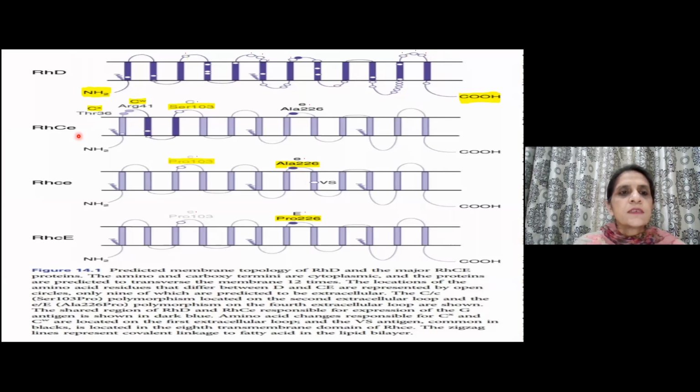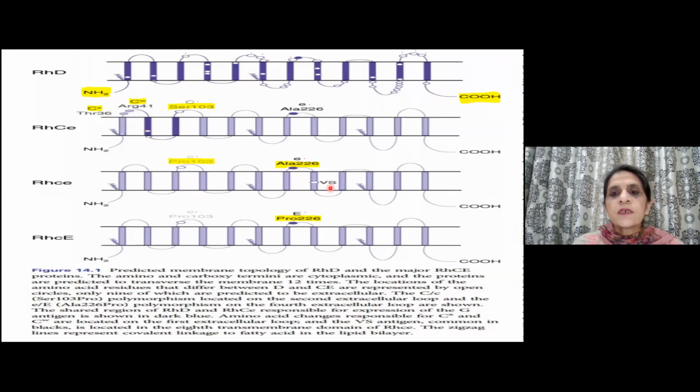If we look at the RHCE, the serine at position 103 on the second extracellular loop is responsible for the uppercase C expression, and proline is responsible for the lowercase c expression. In the same way, alanine here is responsible for lowercase e, and proline at position 226 is responsible for uppercase E expression. And these are the expressions of the rare antigens, that is CW, which is also a single amino acid substitution, and CX. This shared region present on the RHD and RHCE, where the C is capital C, is responsible for the G antigen expression, which we'll be discussing later.